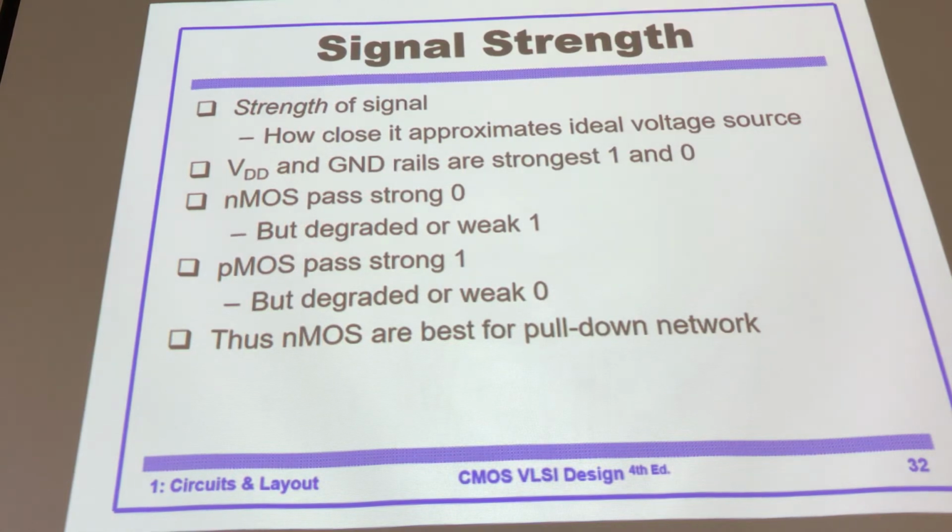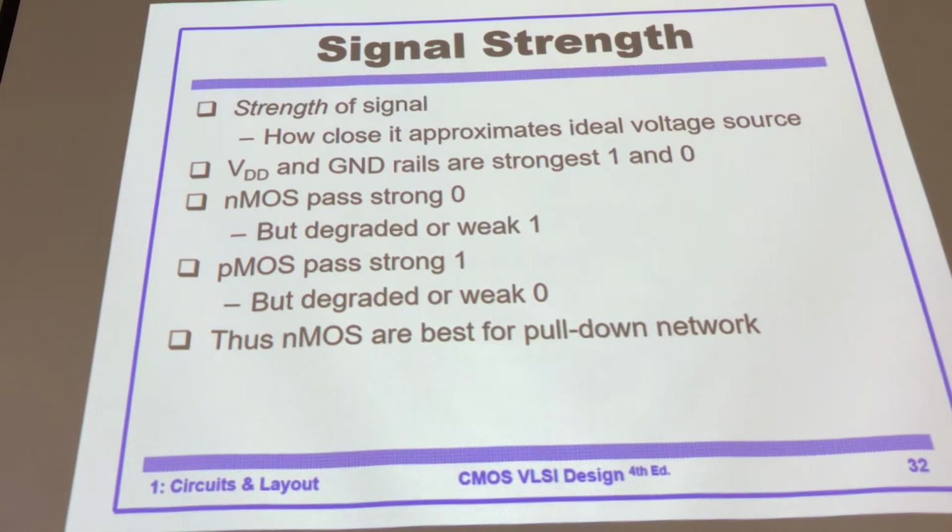How close it approximates an ideal voltage source. VDD and ground rails, these two rails go through the whole trip, providing VDD and ground to each circuit. Each gate has the strongest 1 and 0. VDD and ground are the strongest 1 and 0 signals, the strongest ones. No other signal can be stronger than these two.